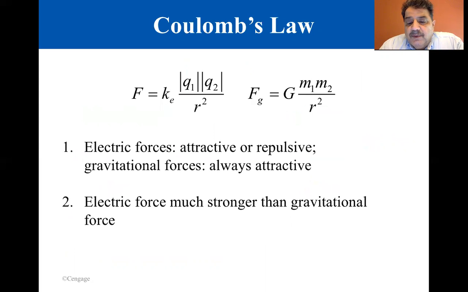The Coulomb force is similar to the gravitational force. Both act at a distance without direct contact. Both are inversely proportional to the distance squared, with the force directed along a line connecting the two bodies. The mathematical form is the same, with the masses m1 and m2 in Newton's law replaced by q1 and q2 in Coulomb's law, and with Newton's constant G replaced by Coulomb's constant k sub e.